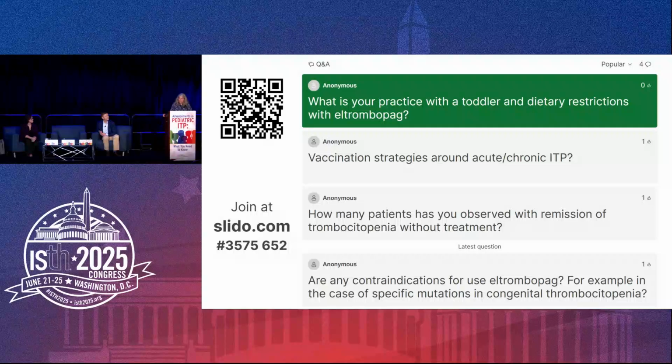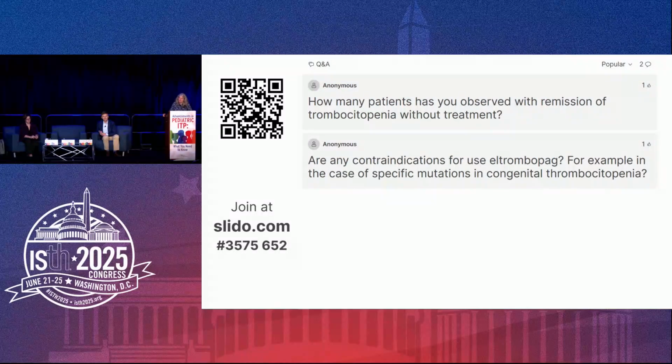And then again, with eltrombopag use in congenital thrombocytopenias, there are studies open, there are registries open using these drugs in other settings. The congenital thrombocytopenias is one of them. Chemotherapy-induced thrombocytopenia is another. So again, they are being used, and there's no hard and fast contraindication, but there are registries trying to get the data on this.